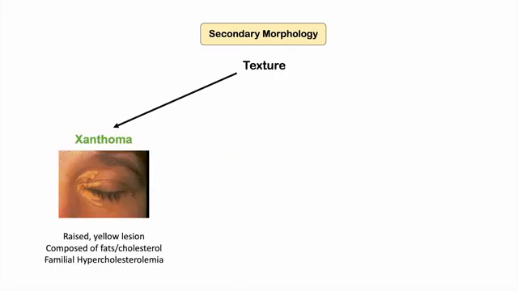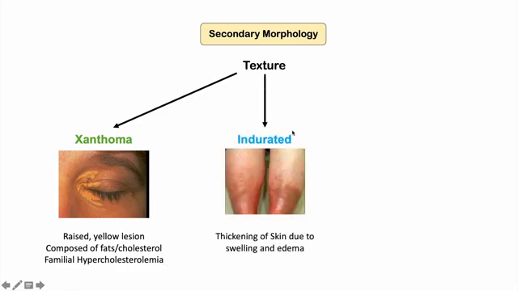We can also go further in looking at the texture of a skin lesion. So we can see things like xanthomas. Xanthomas are raised yellow lesions you can usually see around the eyes. These are composed of fats and cholesterol, and we see these in conditions like familial hypercholesterolemia. Another term we can use for texture is indurated. Indurated is thickening of skin due to swelling and edema. So we can see here there's some thickening and change in the skin.